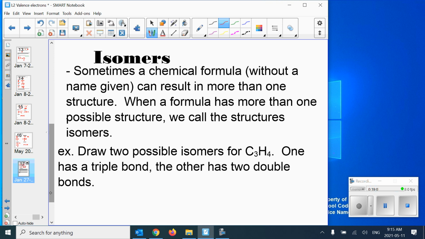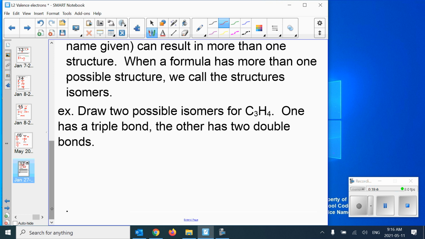I'm assuming you paused and have written this down. Sometimes a chemical formula without a name can result in more than one structure. When a formula has more than one possible structure, we call the structures isomers. So I don't do it without you guys. We've got it down in the example. Draw 2 possible isomers for C3H4. One has a triple bond, the other has 2 double bonds. You have it already. Try this out. Pause the video. Resume when you've got something that you're truly studying.